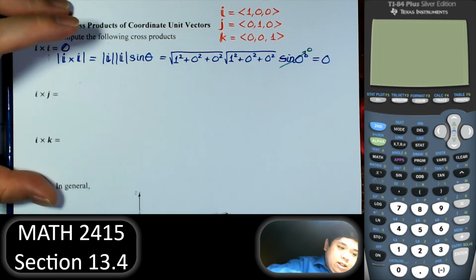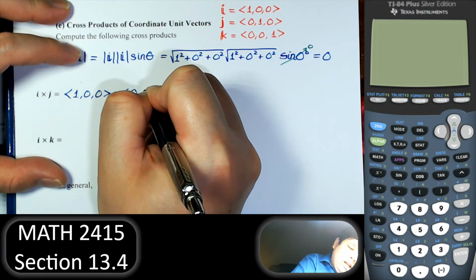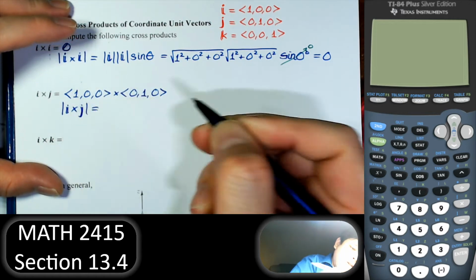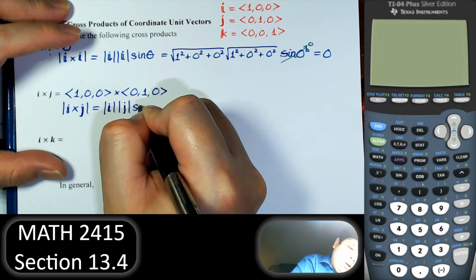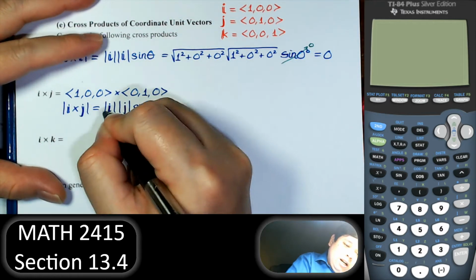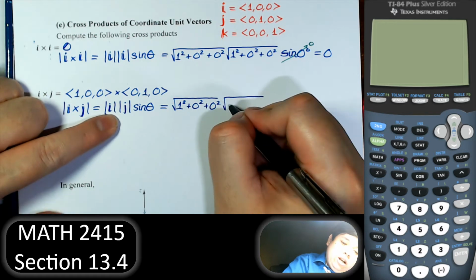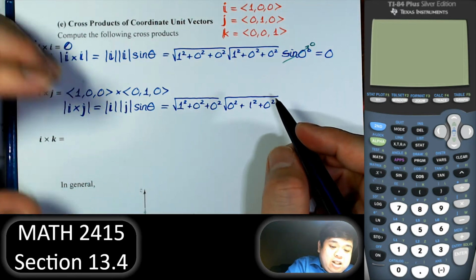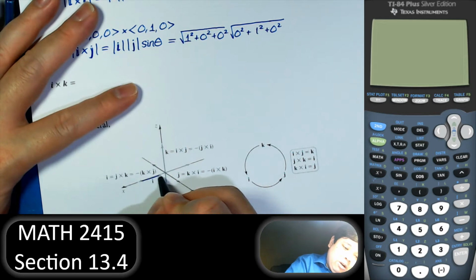Next, i cross j. Let's just write i cross j. Later on there will be a much better way to do this, but for now let's look at the magnitude of the cross product: the magnitude of i, the magnitude of j, and the angle between them. Both of the magnitudes are 1. And we know the angle is 90 degrees because i is in the x direction and j is in the y direction. So the direction is from i into j.